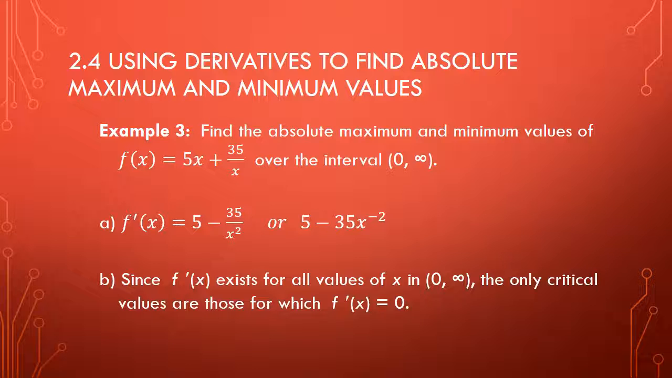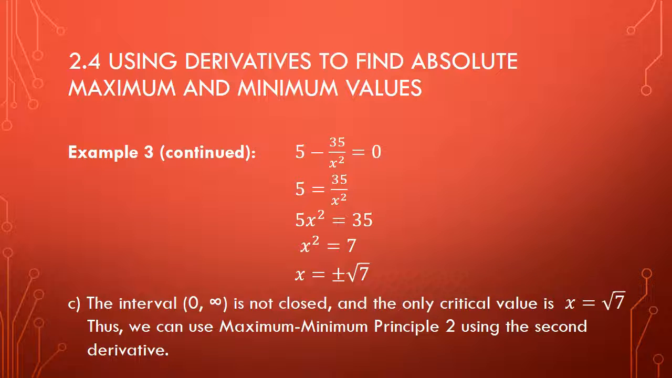Okay, so taking the first derivative, we get 5 minus 35 over x squared, or you may have gotten 5 minus 35x to the minus 2. The advantage to putting it over x squared is to remind us that that is a place where the derivative does not exist. Since the derivative exists for all values of x in 0 to infinity, the only critical values are where the derivative equals 0. We can't have x equals 0 because it would be a denominator, but it's okay because it's not in the interval for which this is defined.